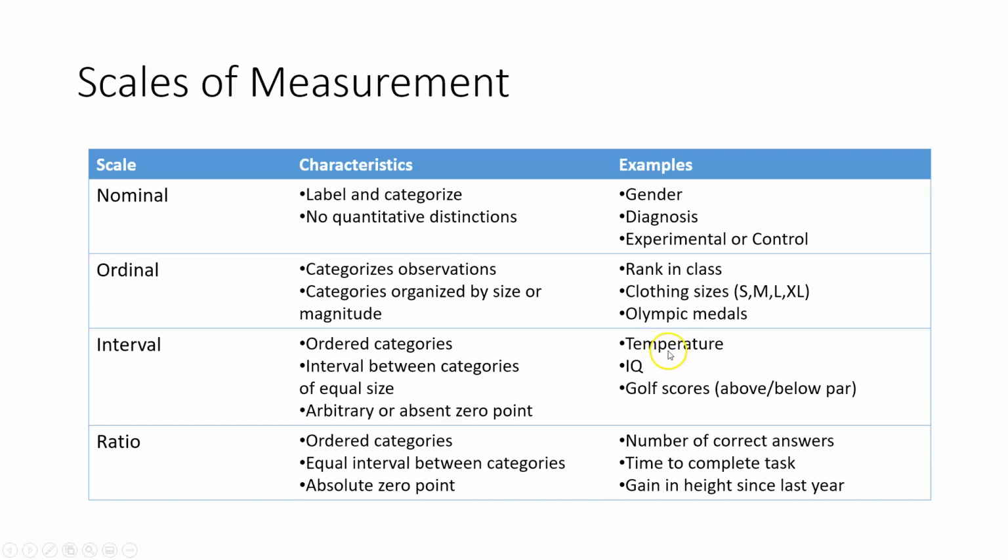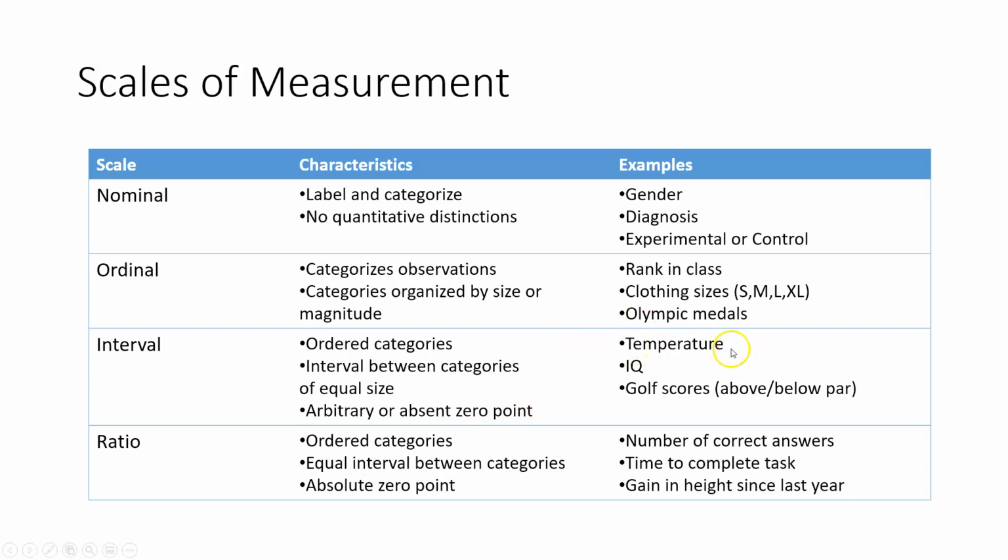They are also ordinally ranked. Your scores get better or worse, higher or lower. But importantly, an interval variable has an arbitrary or absent 0 point. What that means is the 0 point on these scales is either made up or it doesn't really exist. I'll give you some examples.